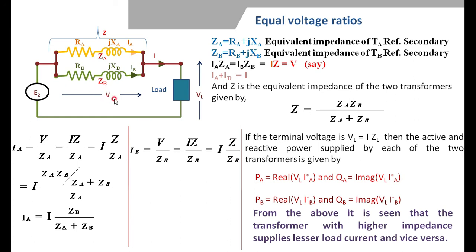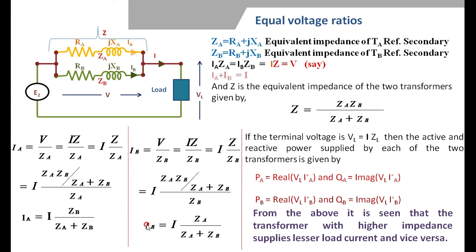What is the equation here? V is equal to IB into ZB, therefore IB is equal to V by ZB. Once again, I am substituting V is equal to IZ, and taking I as common, with Z and ZB as it is. Then I am substituting the value of Z in this equation, that is ZA ZB divided by ZA plus ZB, and once again this ZB and ZB get cancelled. Then the current supplied by the transformer B, IB, is equal to I into ZA divided by ZA plus ZB.